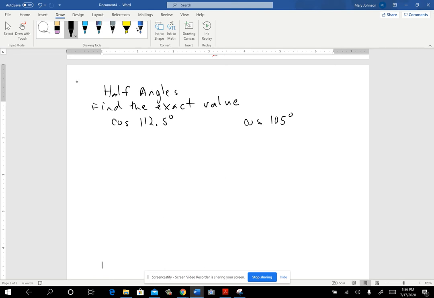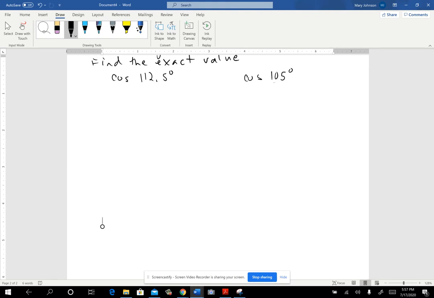We've done one like this before, and we could think about 105 being 60 and 45. So we could use cosine of 60 plus 45 and use that formula. But we're being asked to try to think about it in terms of a half angle formula, so we're going to look at what we can do there. All right, so let me go grab the half angle formula for the cosine. I'll just write it again right here instead of scrolling back.